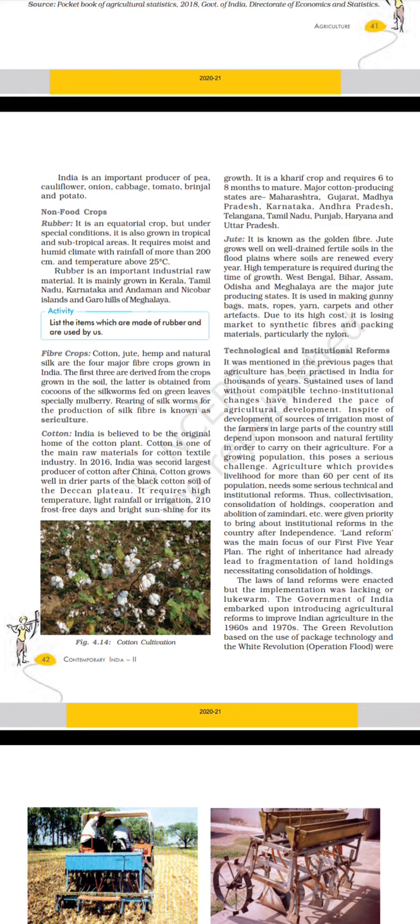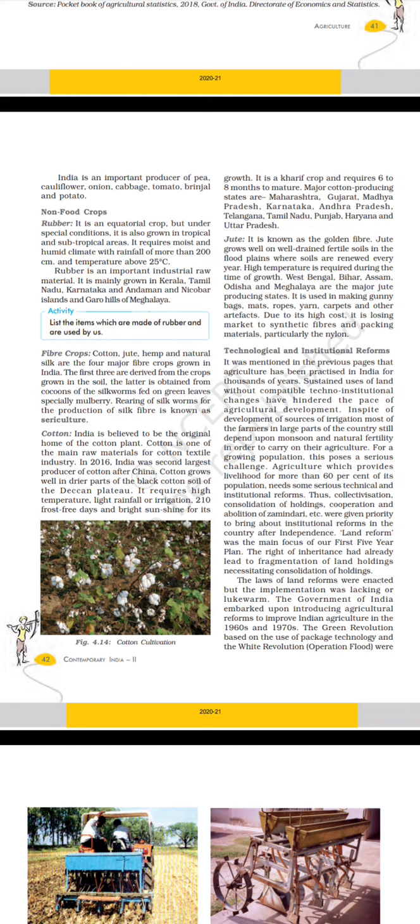Non-food crops: rubber. It is an equatorial crop, but under special conditions, it is also grown in tropical and subtropical areas. It requires a moist and humid climate with rainfall of more than 200 centimeters and temperature above 25 degrees Celsius. Rubber is an important industrial raw material. It is mainly grown in Kerala, Tamil Nadu, Karnataka, the Andaman and Nicobar Islands, and the Garo Hills of Meghalaya. Activity: list the items which are made of rubber and are used by us.